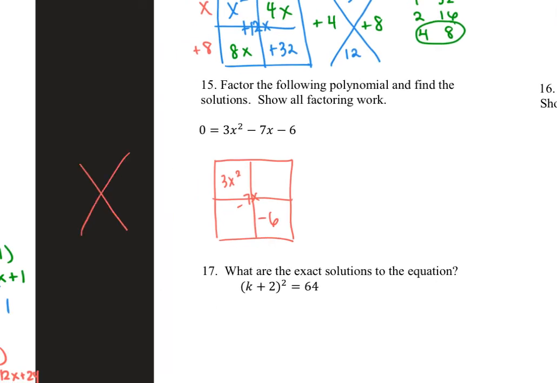We're multiplying to make negative 18, since negative 6 times 3 is negative 18, and we're adding to make negative 7. Since we're multiplying to make a negative number, that tells me one sign has to be positive, the other has to be negative. So now I'm going to list out my factors of 18: 1 and 18, 2 and 9, and 3 and 6. So the pair that gets me 7 is going to be 9 and 2, and it's going to be positive 2 and negative 9.